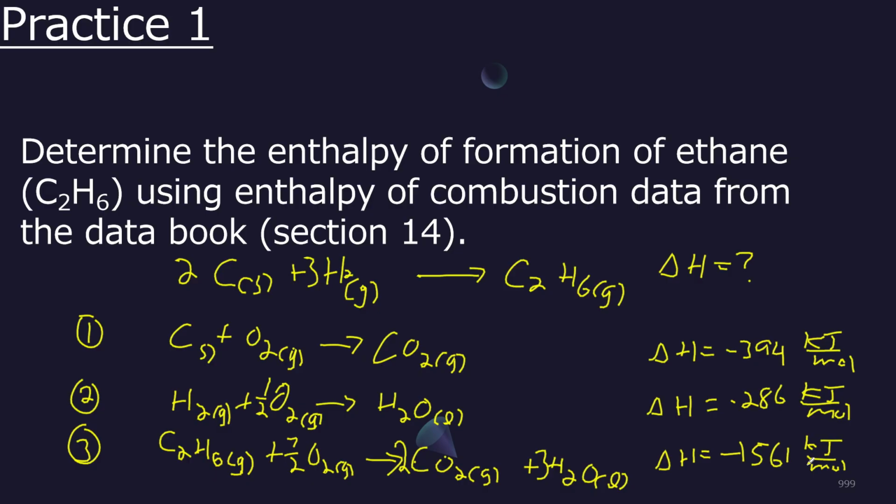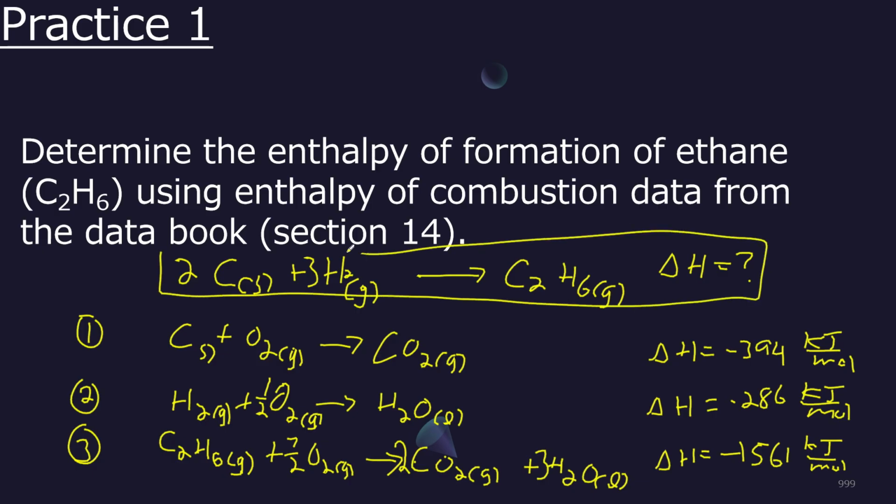Okay, then we can start trying to add these equations 1, 2, and 3 together to get the target equation on the top. Reminder, we're trying to build this. So we're going to need, I think, double equation number 1. We're going to need triple equation number 2 to get those hydrogens. And we're going to need the inverse of equation number 3. So I'll write those quickly and then try to add them up.